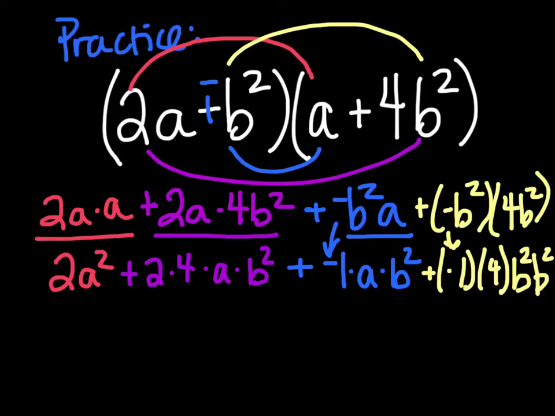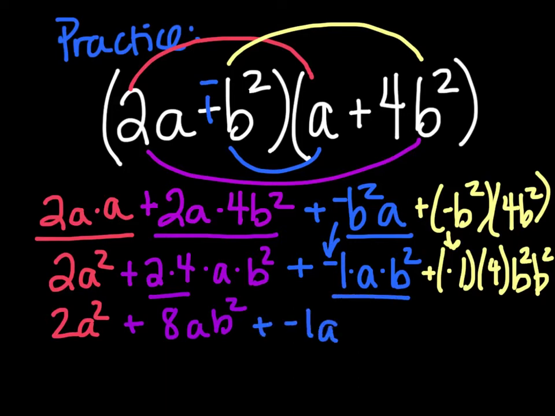Last but not least, let's finish this simplification up. We have 2a squared, that's simplified. Then we've got plus 2 times 4 is 8ab squared. Then plus a -1ab squared. And then plus a -4. And then I have b squared two times, so that's b times b times b times b, so b to the 4th.